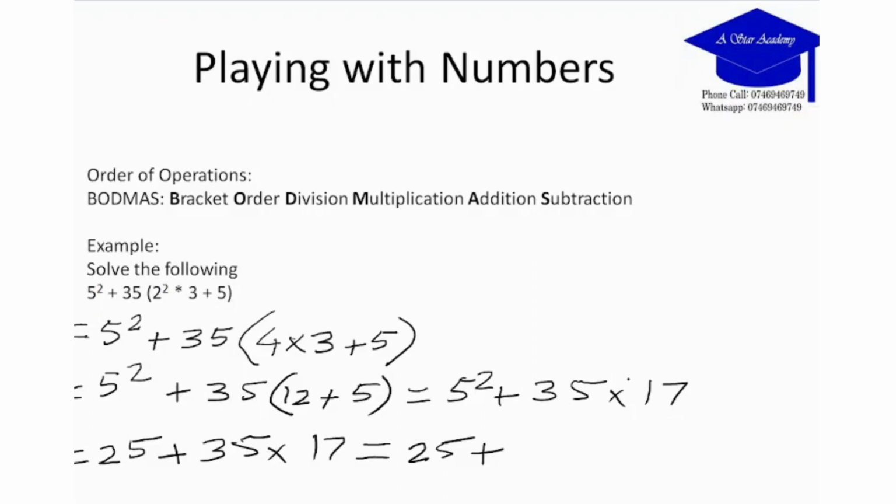So it comes out as 595. So the answer becomes 620. So this is how we solve step by step following the BODMAS rule. Okay, so let's finish the numbers here, the theory part of it.